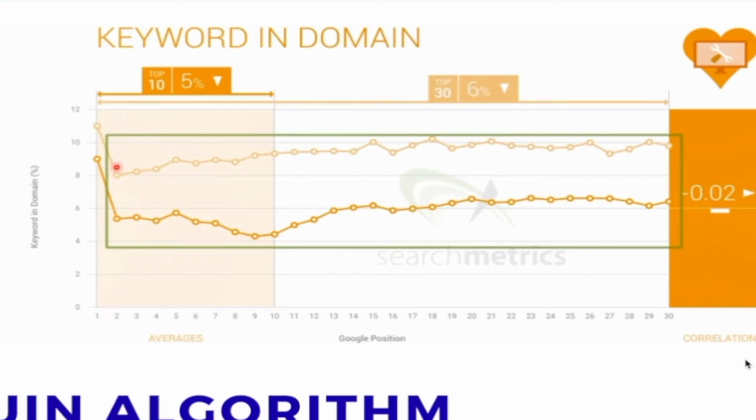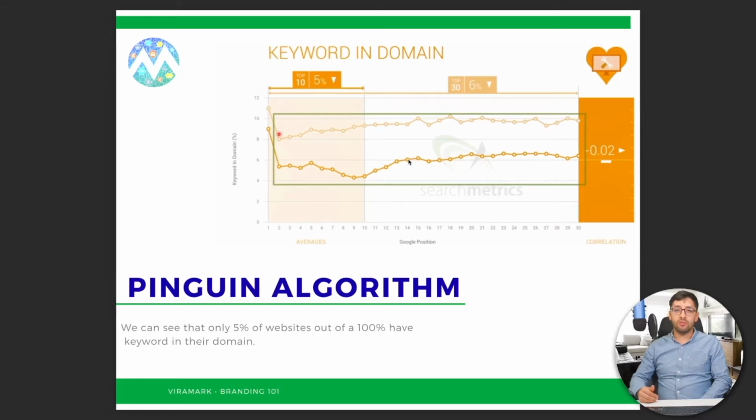Here in correlation, we can see that we have a minus 0.02. So that basically means that there's almost no correlation with a web page having a keyword in their domain. So nowadays we can't really find web pages with keywords in their domain. It's just really hard to rank them in Google. And if you're trying to make sales, that's something you have to be on the lookout for.